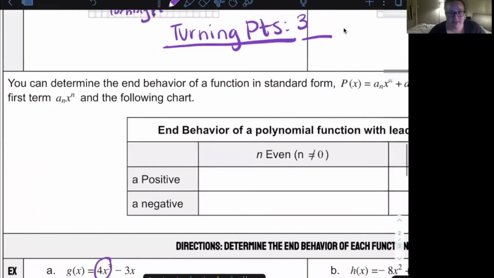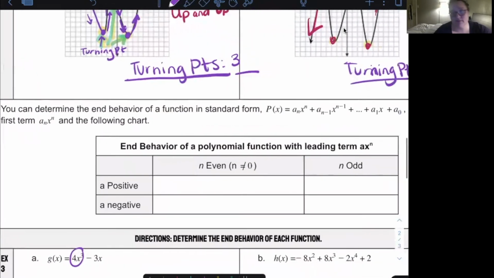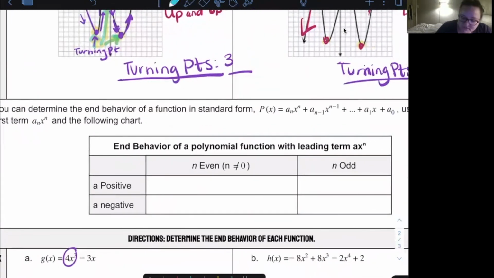Well, to determine the end behavior of a function, you want to make sure that it's in standard form. And this is just a fancy way of writing a function in standard form without using specific numbers. So like a sub n x to the nth plus a sub n minus 1 x to the n minus 1. It's just a fancy way of writing something like 4x cubed plus 2x squared minus 3x plus 1, all the way until you get to your constant.